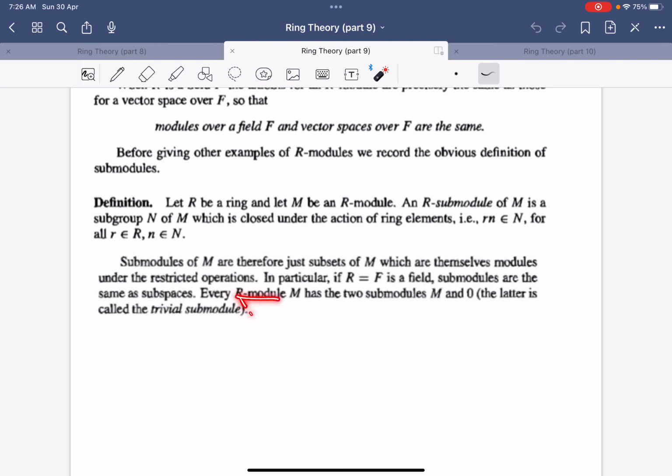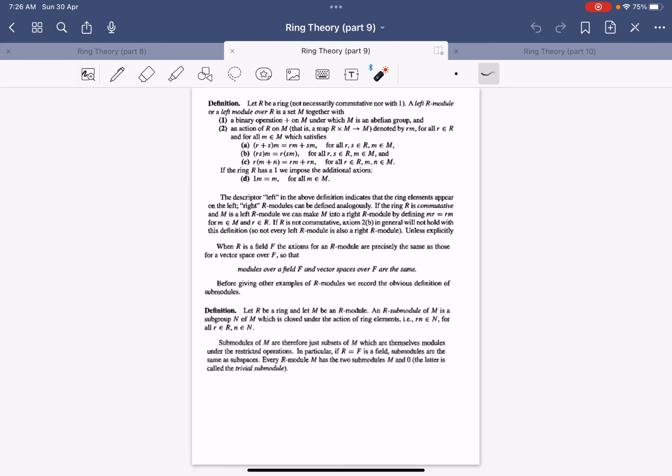And every module will have two submodules, namely itself and 0. And 0 is known as the trivial submodule. So you can see it's not very complicated because you have a very concrete example of vector spaces that you have studied before. If not, you can just take this as a new definition and we'll learn together.